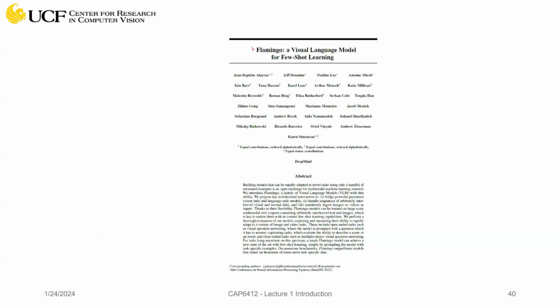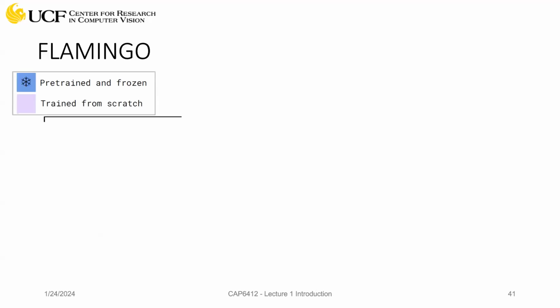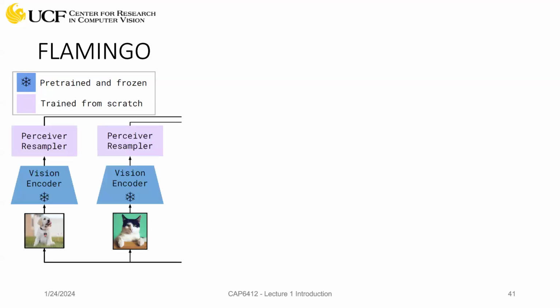So this is a visual language model for few-shot learning. And in this one, as I said, there's this notation. This blue one is pre-trained and frozen. We are not going to touch that. And the other one we will train from scratch or fine-tune.